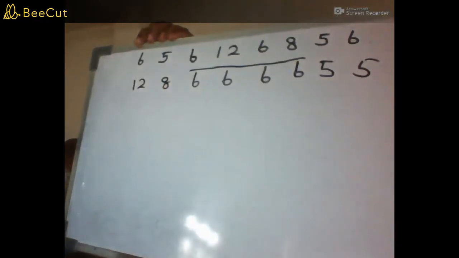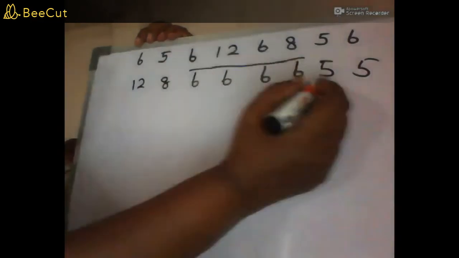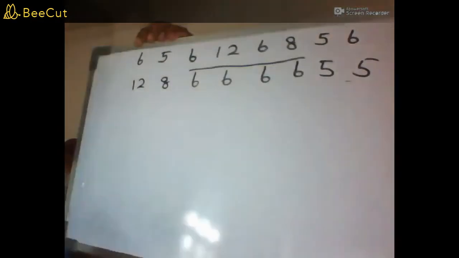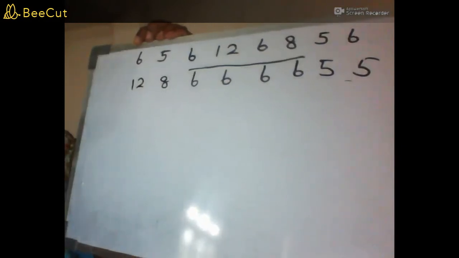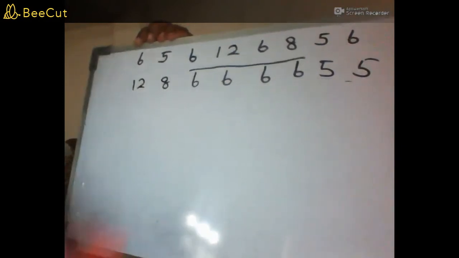4 students have scored 6. The mode is 6. Only 2 students have scored 5. That's not the mode. The mode is the mark which is scored by the highest number of students.